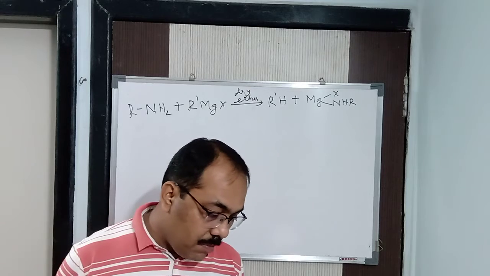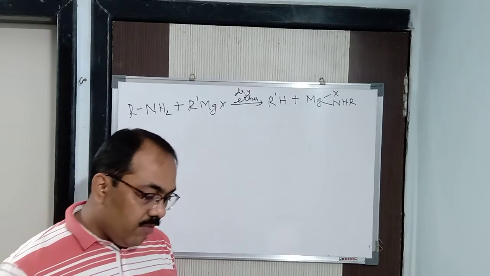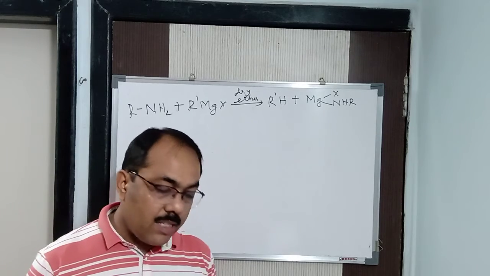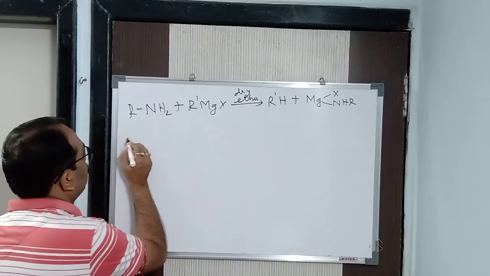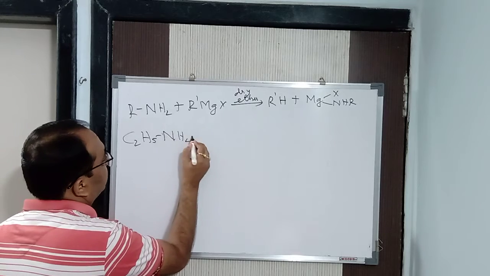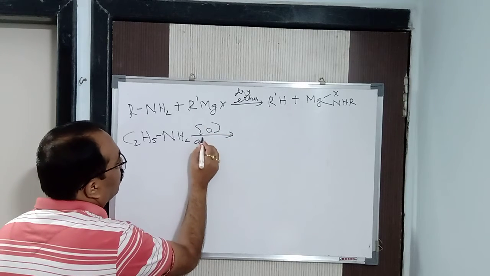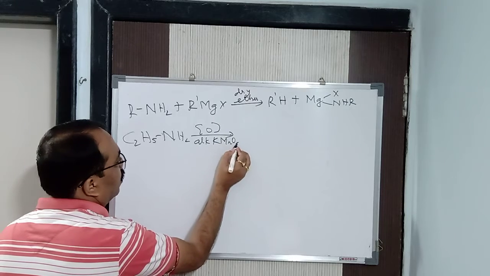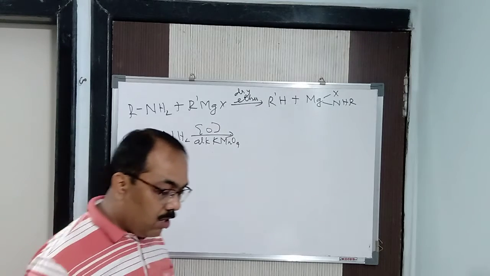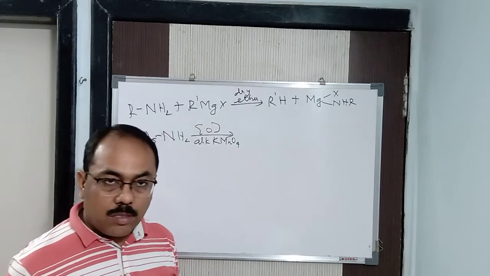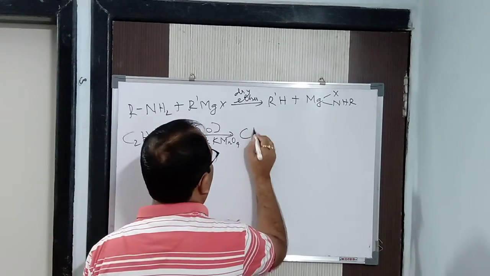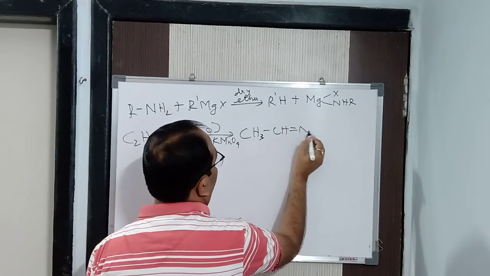Fine. Now next, primary amines upon oxidation with acidified KMnO4 give aldimines. Got it? Now primary amines means, let us say C2H5NH2, in presence of alkaline KMnO4, which acts as an oxidizing agent. As you can see, when the amine gets oxidized, what will I get? I will get CH3CH=NH.